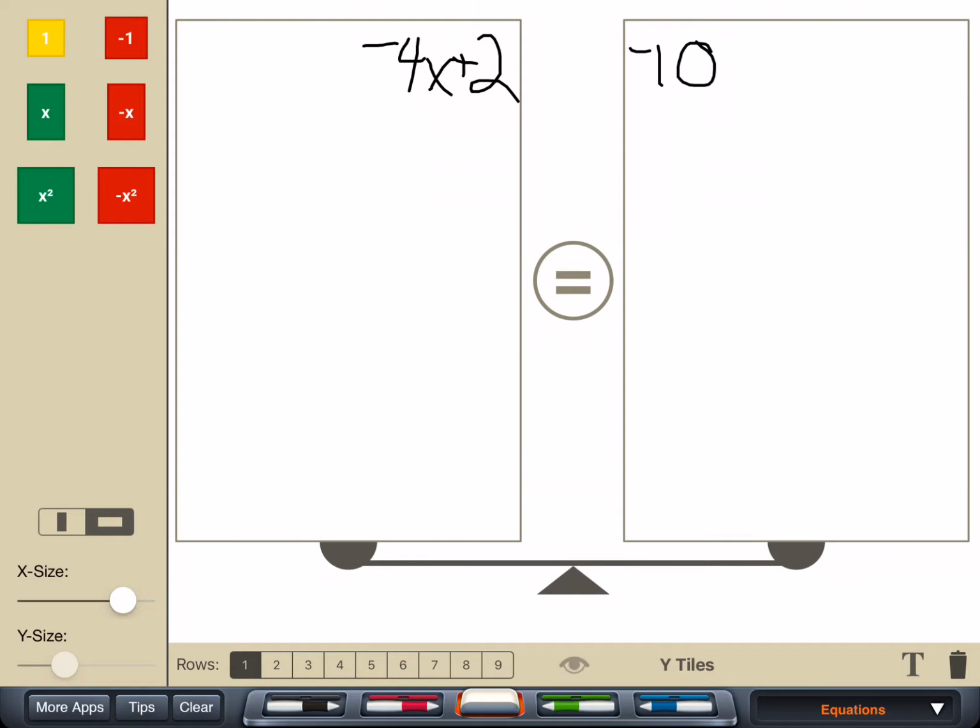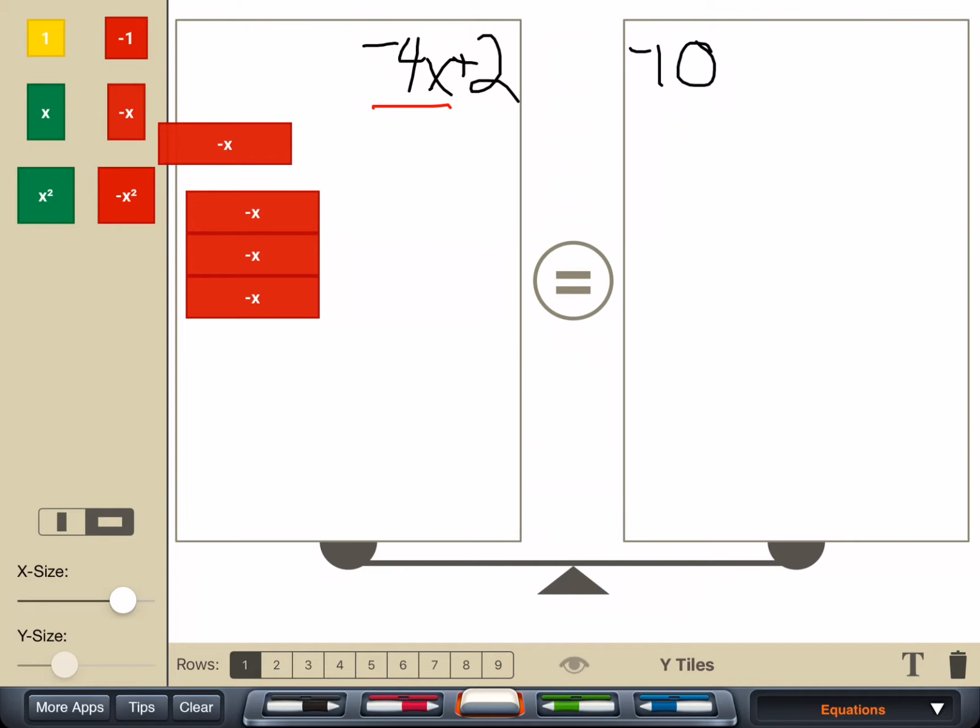Okay, so this one's a bit tricky because we have a negative coefficient. So these are negative x's. How many do I have? I have 4 of them. 1, 2, 3, and 4. And then I'm adding 2. 1 and 2. And all of that over there equals negative 10.